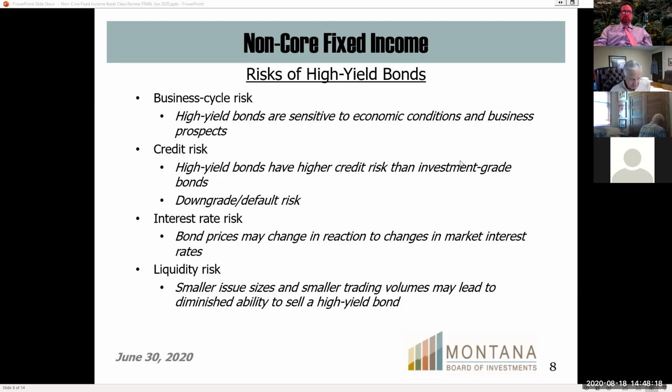And liquidity. The high yield bond market really is a semi-liquid market. It can be difficult to access some bonds. The bonds are traded over the counter. Almost none are traded on electronic exchanges, which makes them costly to trade, and trading can have an outsized impact on the bond's price.